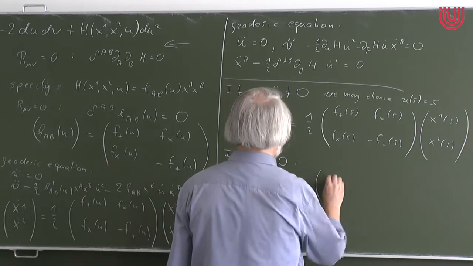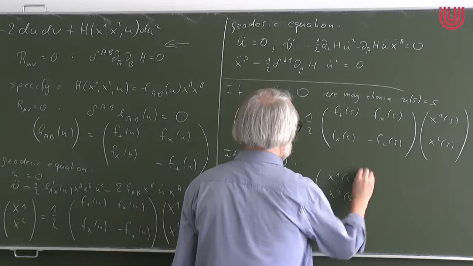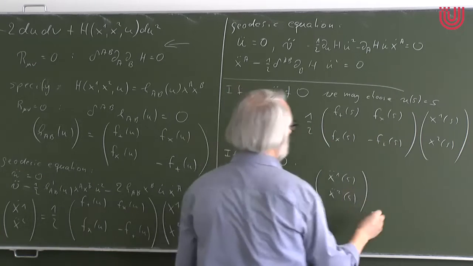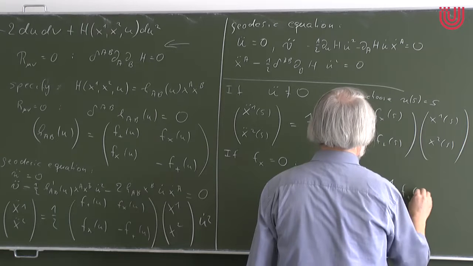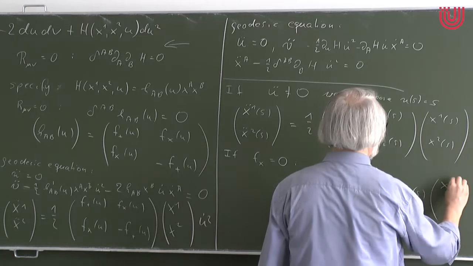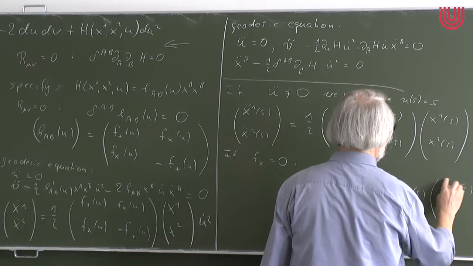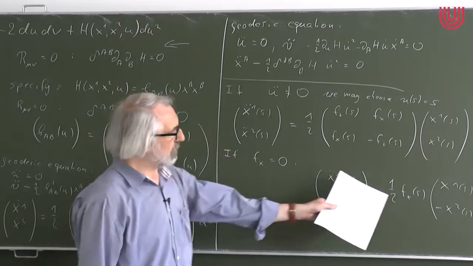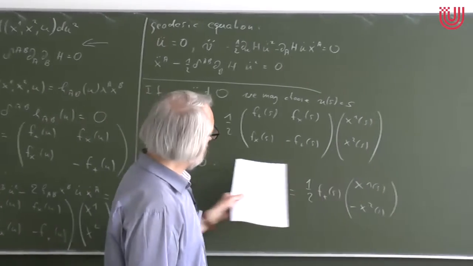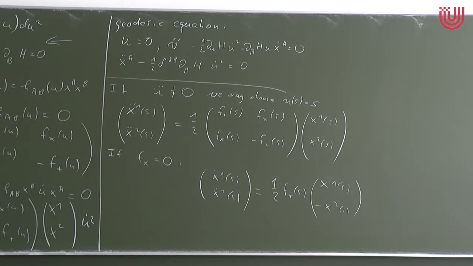So then we see what happens to our gravitational wave. Then the thing becomes diagonal. So this is 1/2 f plus of s, x1 of s, and here I have minus x, and no dots, of course, x2 of s. So you see, if f plus is positive, then I have focusing in the x1 direction and defocusing in the x2 direction. And if f plus is negative, it's the other way around.